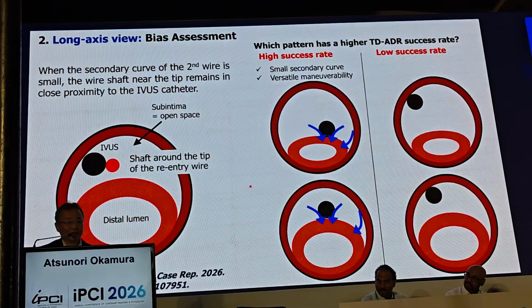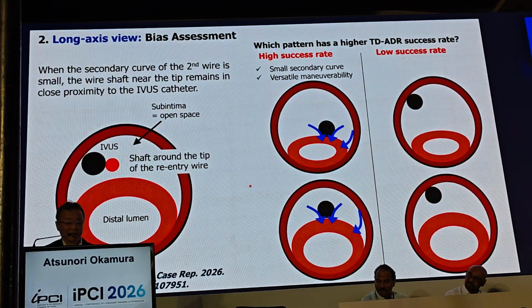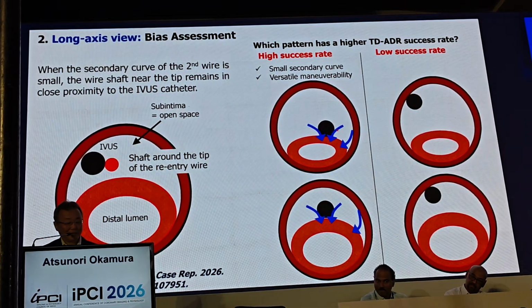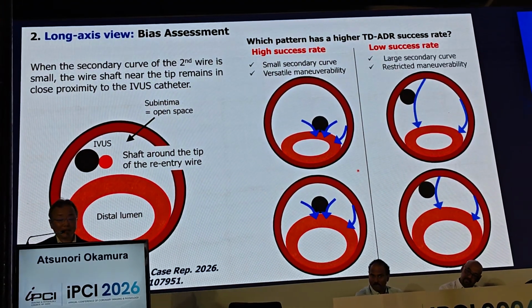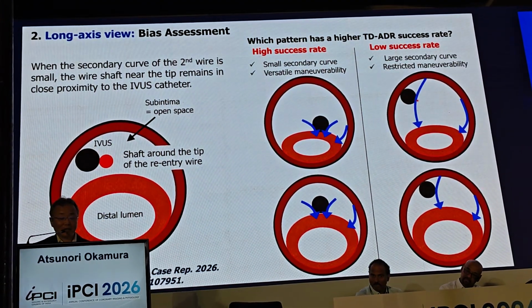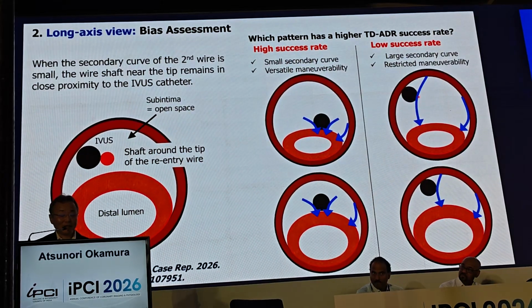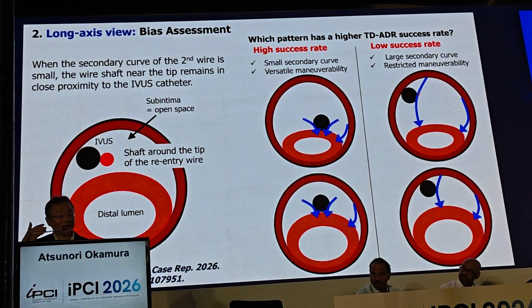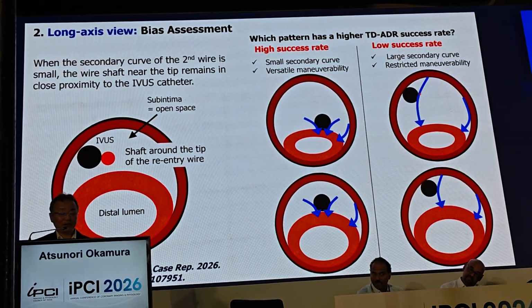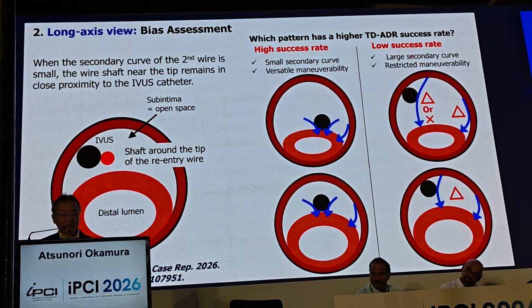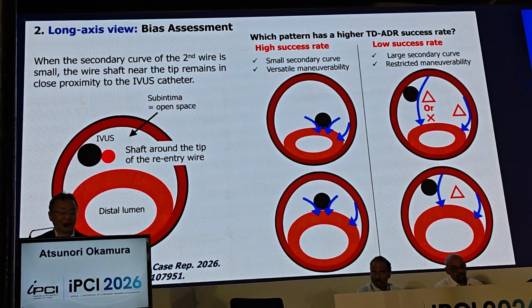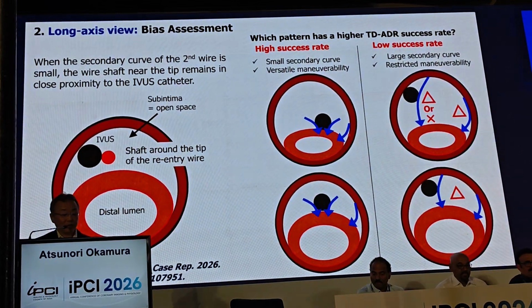If we advance a second guide wire into the open space or subintimal space, your second guide wire is very close to the true lumen, so you can easily penetrate. But if we advance the second guide here, your second guide wire is here, so you have to make a bigger, larger curve. So this is a little bit difficult, or sometimes impossible to penetrate. So you have to see the IVUS bias against the true lumen.